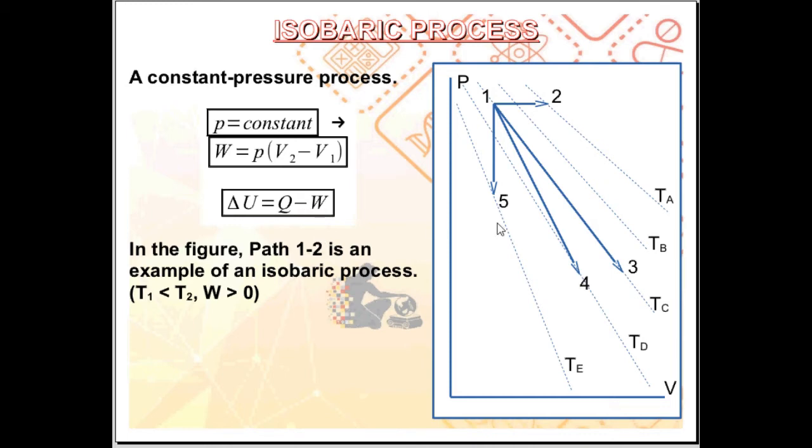In the figure to the right, path 1,2 is an example of an isobaric process. Initial state 1 to final state 2, the pressure is constant. The temperature increases from T1 to T2, from Tc to Ta. So T1 is less than T2, and there is work done. Work is equal to P times V2 minus V1. An isobaric process.